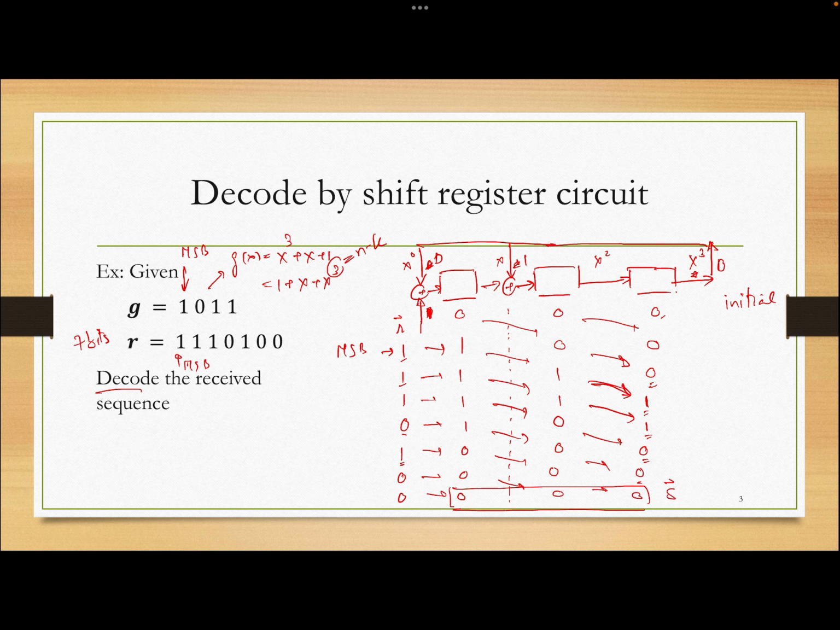This is your syndrome. Okay. This is x squared, x to the 0. Okay. Because most of it is on the right. So your syndrome is 0 vector, and you assume no error. Assume no error. Okay.